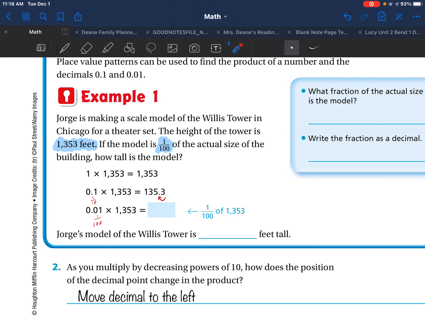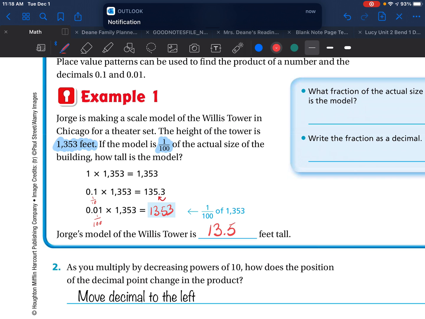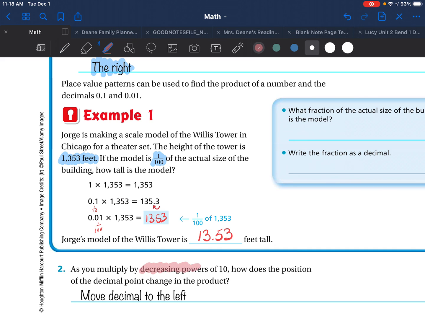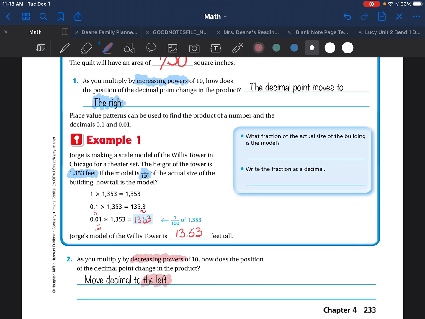So that's why we get 135.3. Now for 1/100th, we have 2 places after the 0 or 2 zeros. And now we're going to move it 2 places to the left. So we're going to go 1, 2 for an answer of 13.53. So down below, for a decreasing power, we are going to move to the left. So those are the 2 things you really need to remember. Increasing, I go to the right. Decreasing, I go to the left.